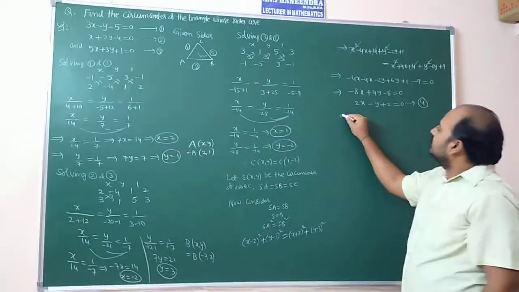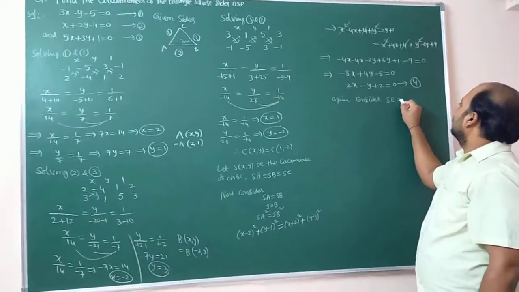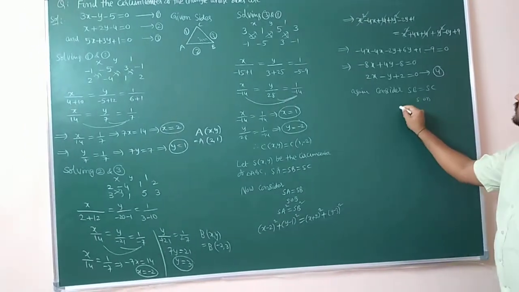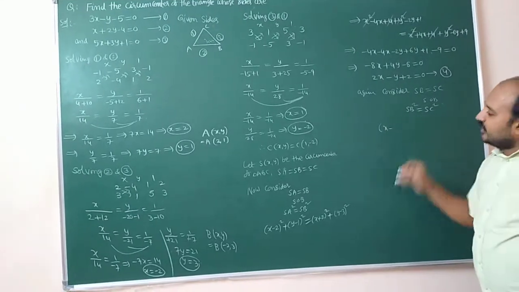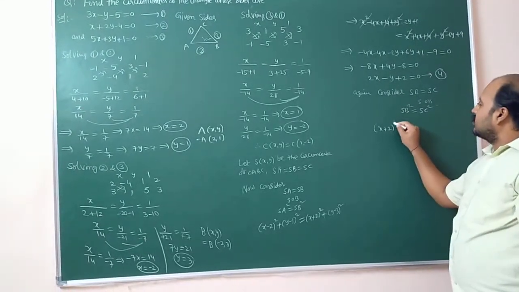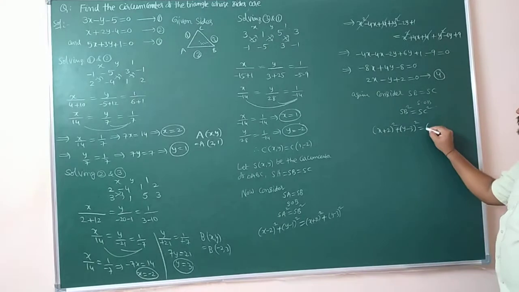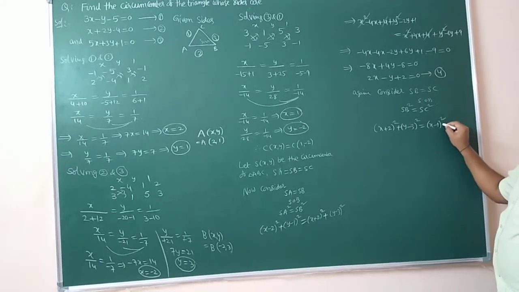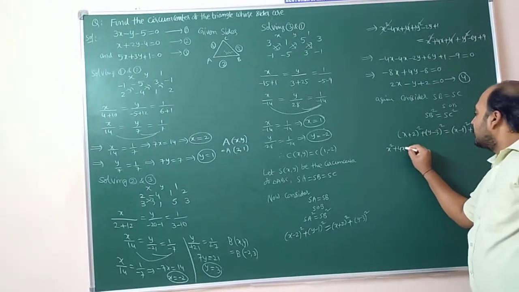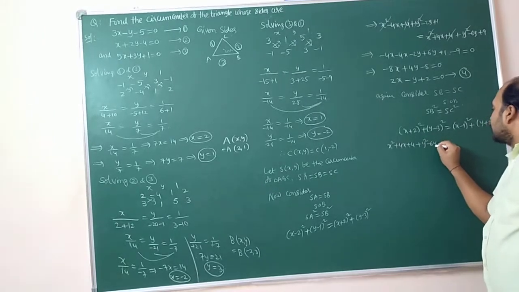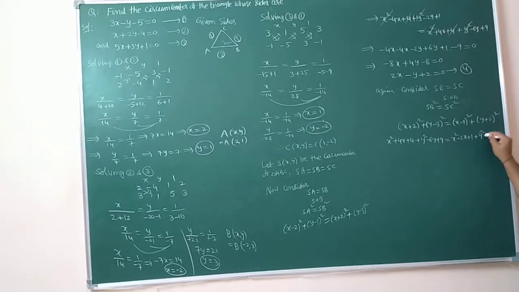Again consider SB equal to SC. Squaring on both sides, SB square equal to SC square. x minus of minus 2 whole square plus y minus 3 whole square equal to x minus 1 whole square plus y minus of minus 2 whole square. x square plus 4x plus 4 plus y square minus 6y plus 9 equal to x square minus 2x plus 1 plus y square plus 4y plus 4.